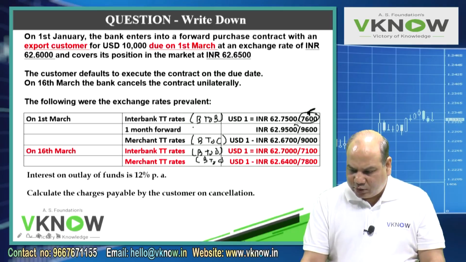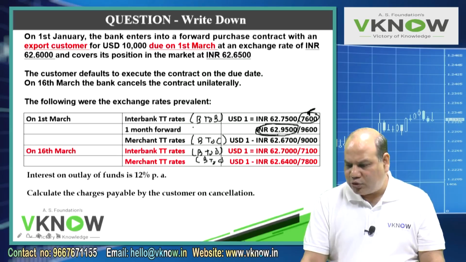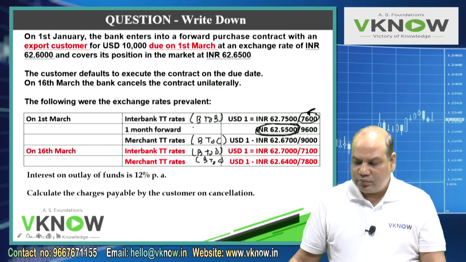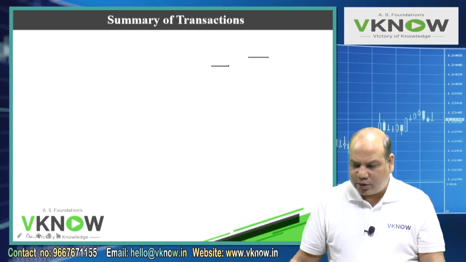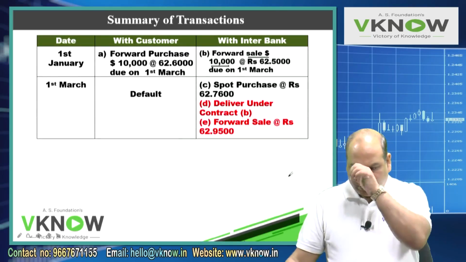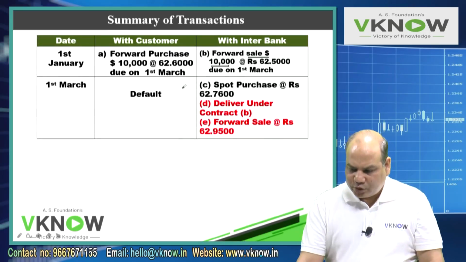And then immediately it will enter into a 1 month forward contract also, because the customer has not yet come. FEDAI rules ask you to wait for 15 days. So the nearest 1 month forward contract they will enter. So the bank will enter into a forward contract to sell. Interbank will apply the buying rate. Spot sell, forward buy. 2 extra transactions this bank will have to enter into.